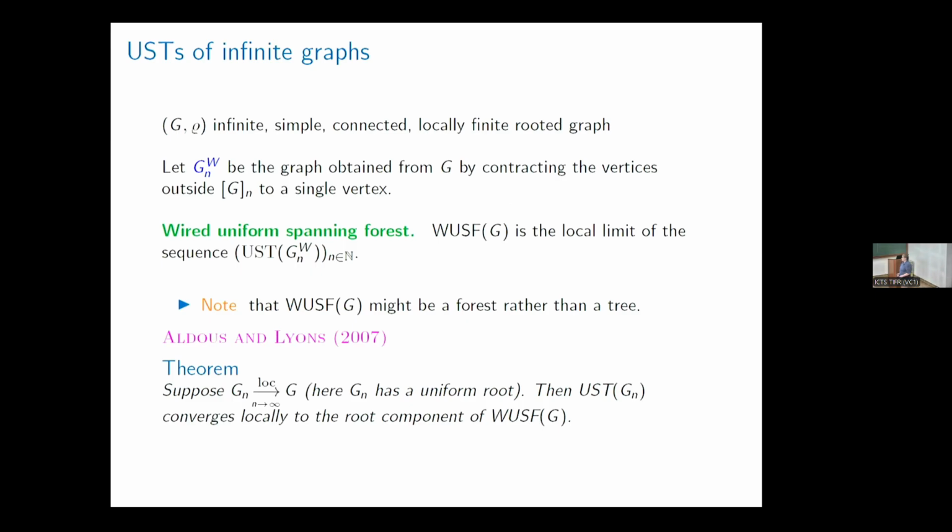Okay, and of course, there are other ways to do this. I won't talk about it because we mainly use this one in the project, but I would like to emphasize a result by Aldous and Lyons, which can be considered as a continuity result, which tells us that if I have a sequence of graphs Gn which converge locally to G, then the uniform spanning tree of Gn converges locally to the root component of this wired uniform spanning forest. It has several components, but only one which contains the root. And this kind of continuity tells us that we probably did the right thing, because no matter what you do, you converge to that component.